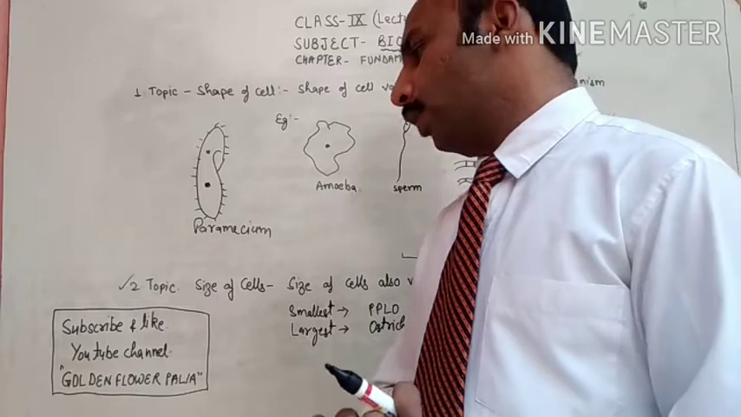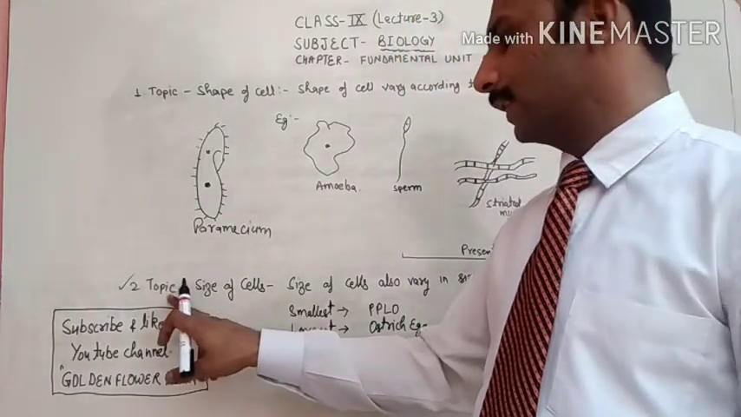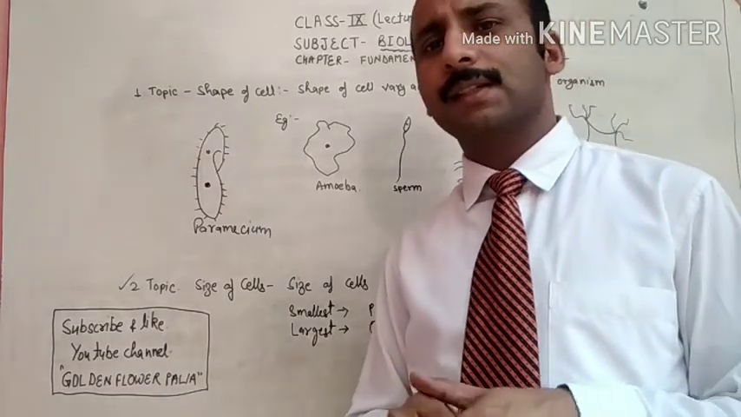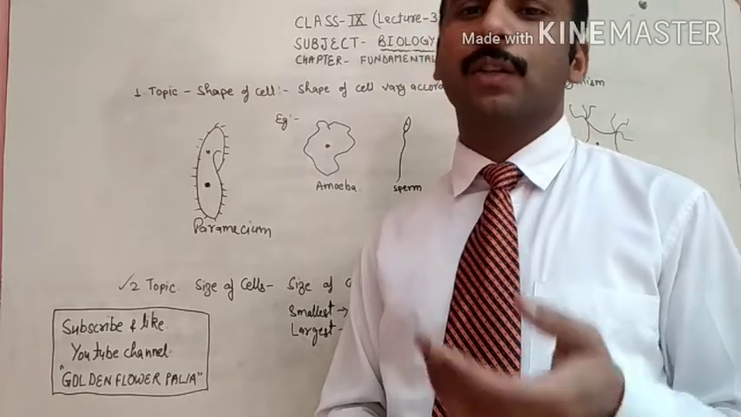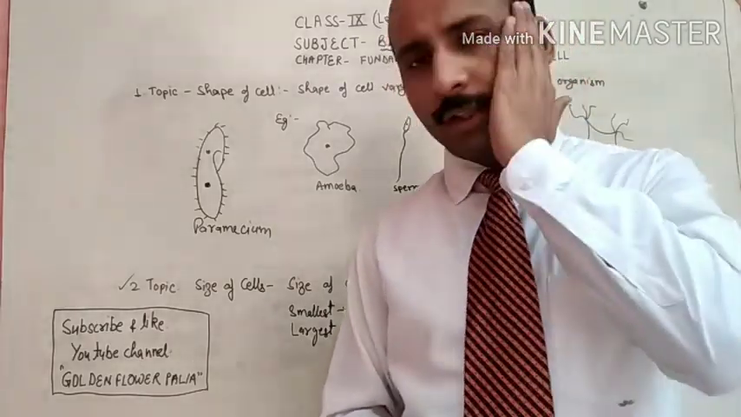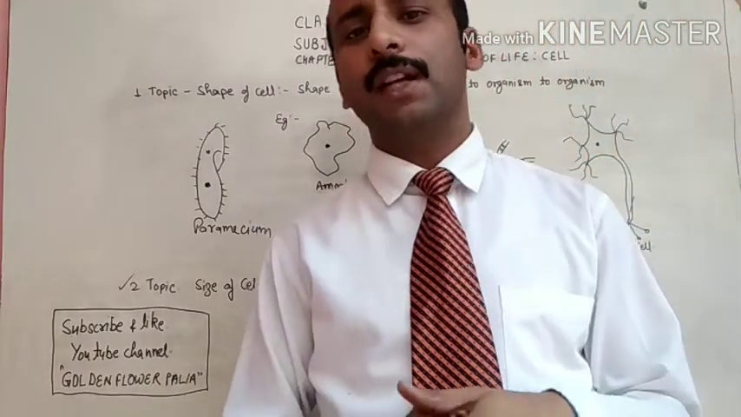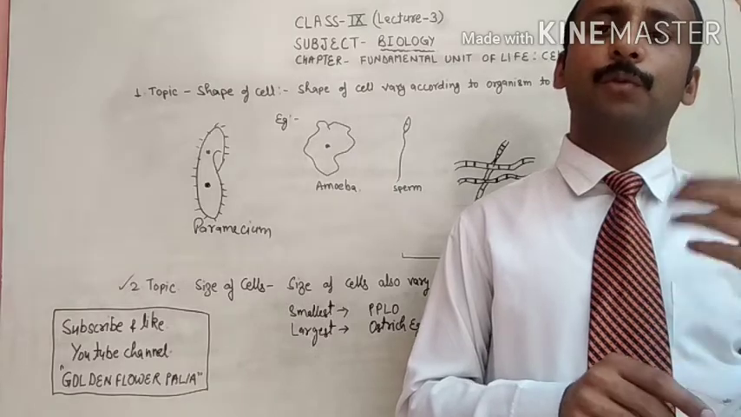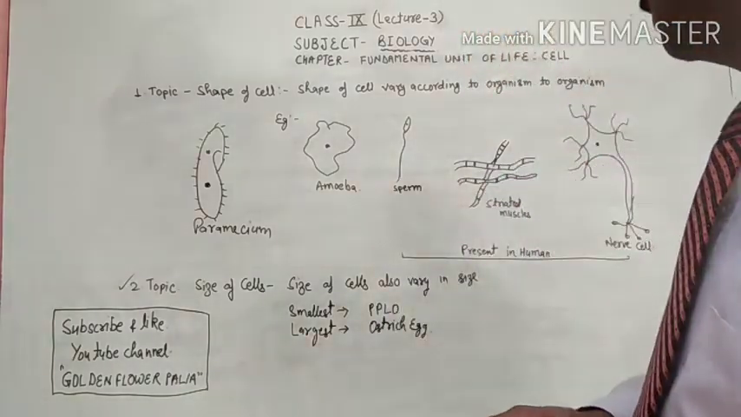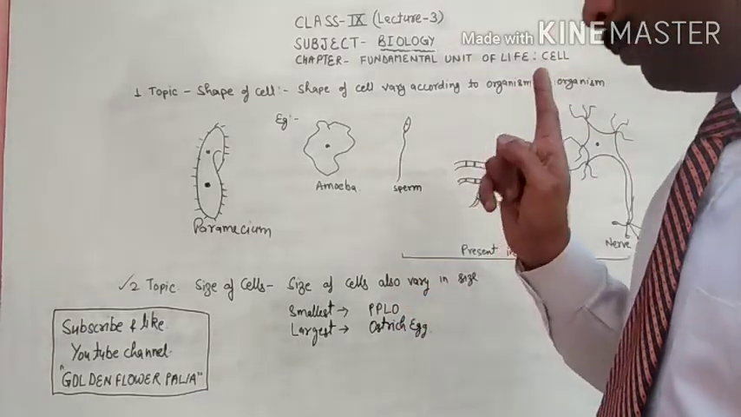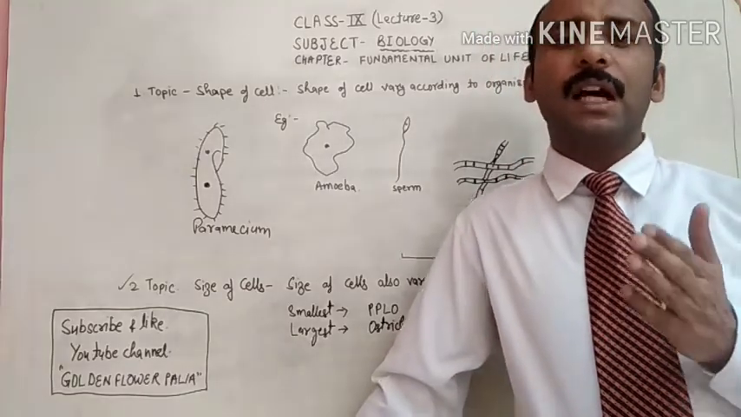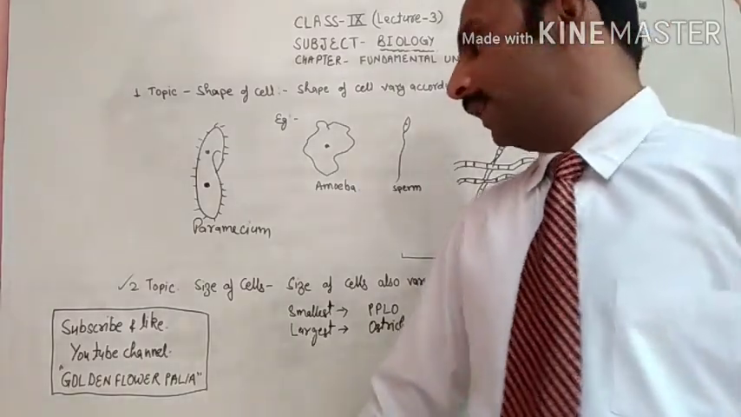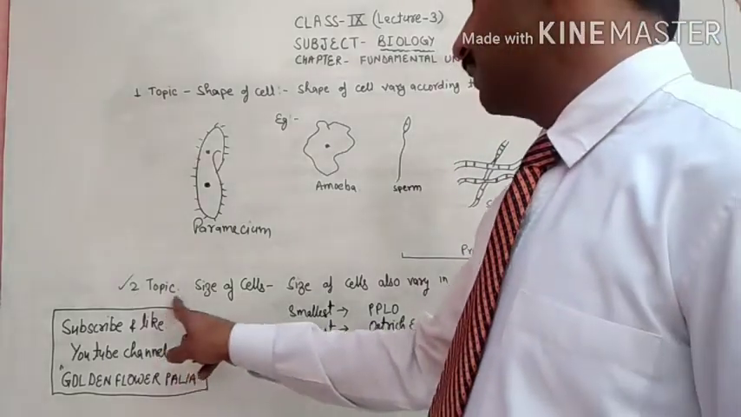Now for today's second topic I have chosen the size of cells. As in the last video we discussed prokaryotic cells, eukaryotic cells, unicellular organisms and multicellular organisms. Unicellular organisms are made up of a single cell, multicellular organisms are made up of more than one cell. Multicellular organisms are those organisms which we can see without any magnifying glass. On the same basis you have to study the topic size of cells.